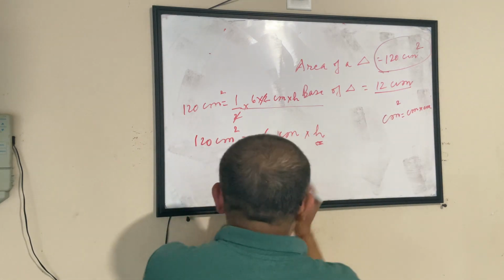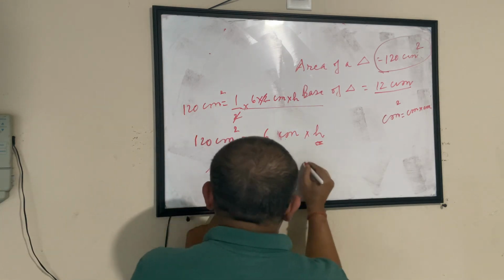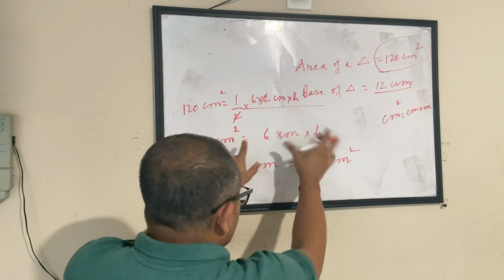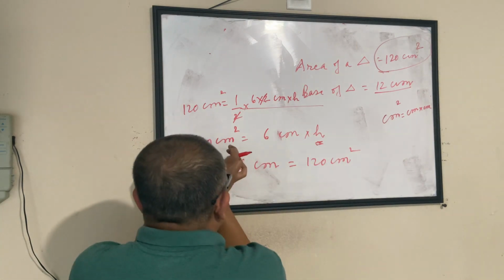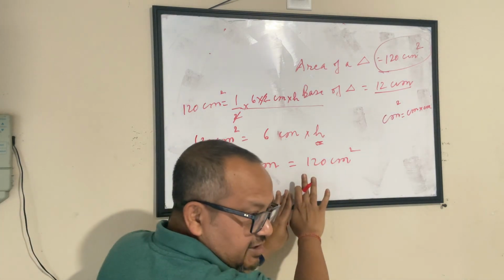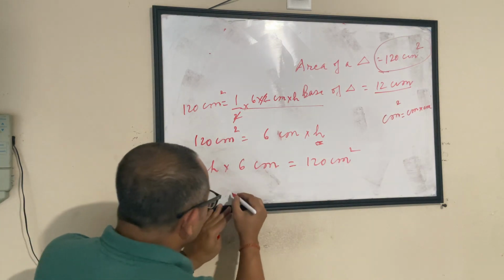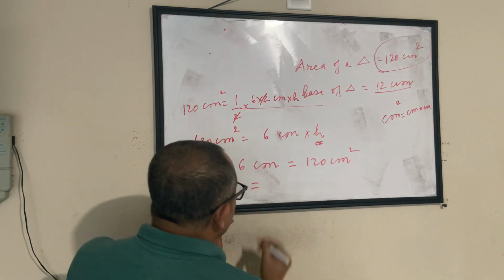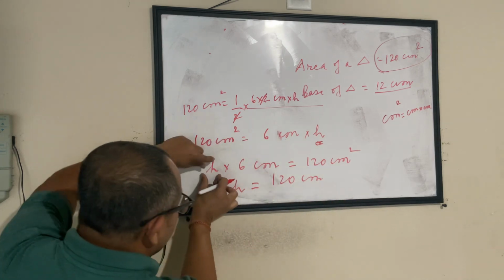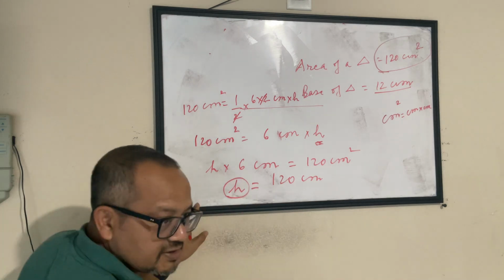So let me write it one more time. H into 6 centimeter equals 120 centimeter square. What I did was, I just reversed the equation, okay? So this equals this, I just rewrote the same thing. Now, what I want to do is keep only h on this side, everything else on the other side, so that I get to know the value of h.